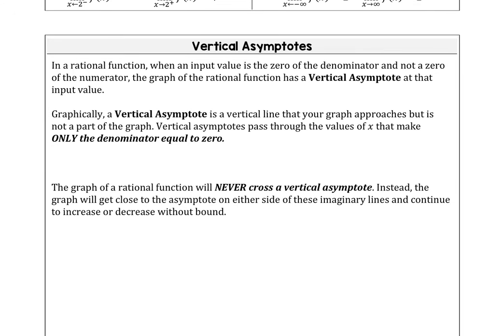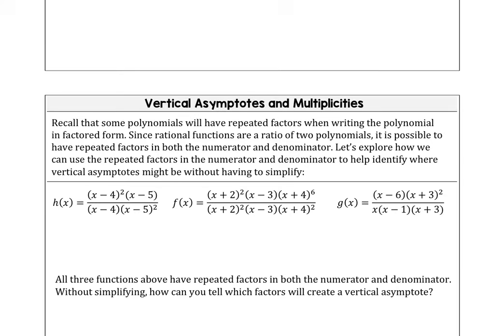Here on this slide are some key facts about definitions, graphically what the vertical asymptote means, and that the graph of the function will never cross the vertical asymptote. You can stop the video and read those important facts if you like. We're going to move on.